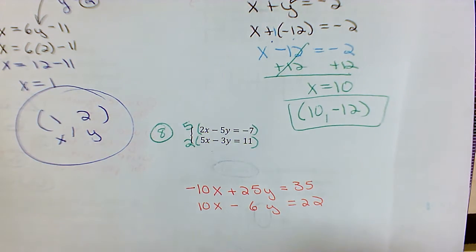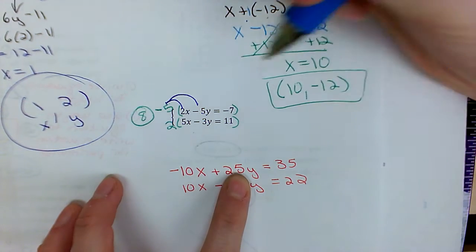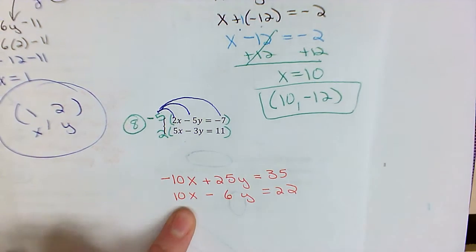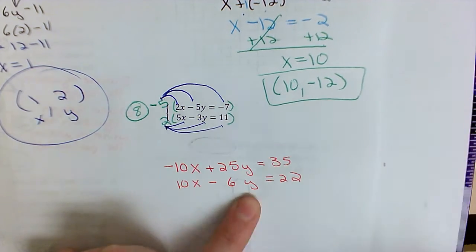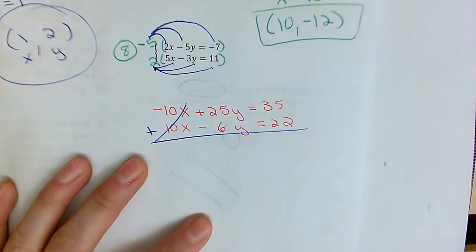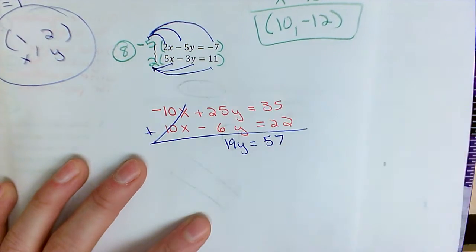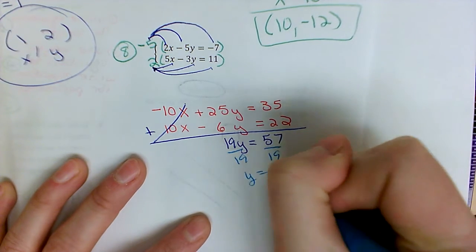However, we need one of them to be negative, so just pick whichever one you feel like and make it negative. But then we need to make sure we distribute all the way through. So that gave me negative 10x, that's negative or positive 25, and that one is positive 35. Same thing on the bottom row, all the way through, 10x, negative 6y, and positive 22. I can add my two equations together now because those cancel. This gives me 19y is equal to, let's see, 57. And when I divide both sides by 19, I end up with y is equal to 3.